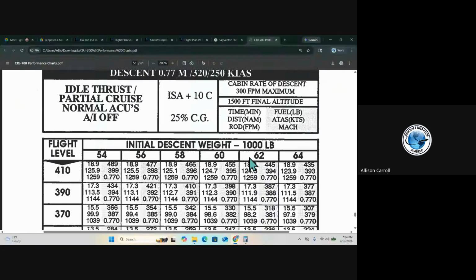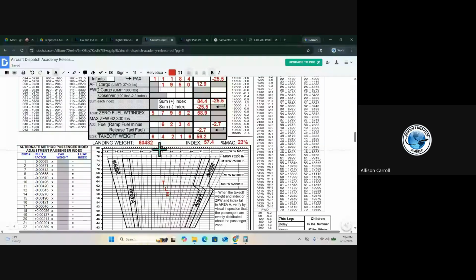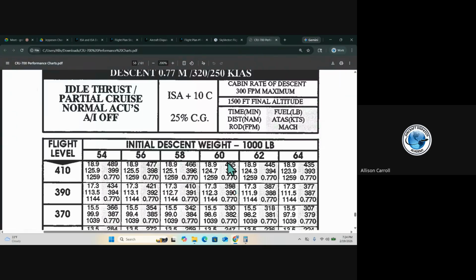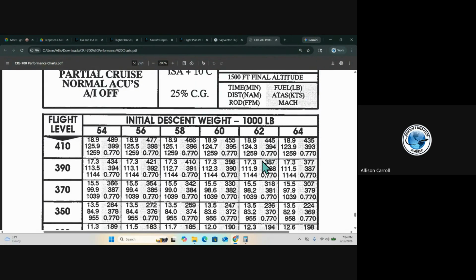At top of descent, that 500-pound buffer gets us to 60,982. We're heavier than 60,000, so we'll go to 62. And then again, we're at an even flight level. So with these two boxes, just look at the fuel burn and go with the higher fuel burn. Remember, fuel is in this top right corner. For this box, we have 387, and for this box, we have 318. So we'll go with the higher fuel burn, and there is our box of information that we need.